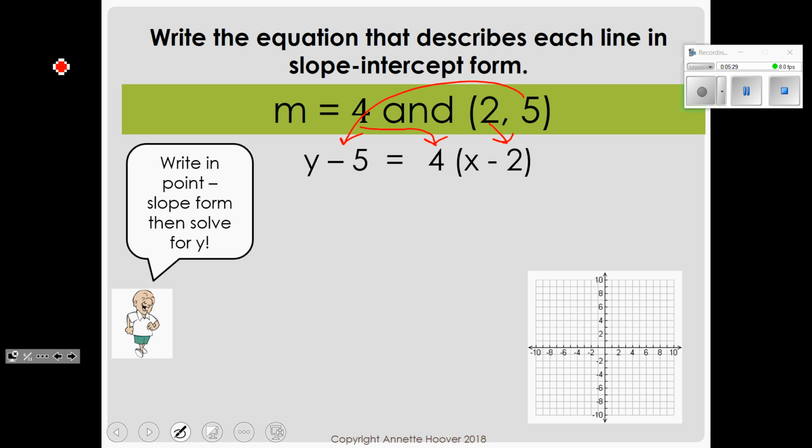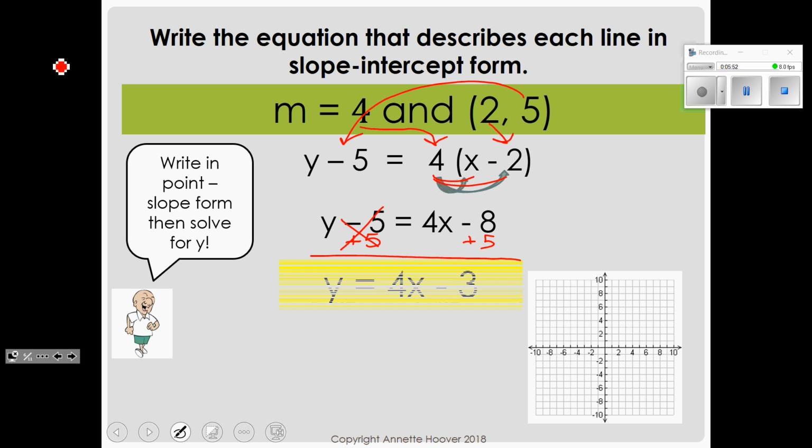To put it into slope intercept form, we're going to do the distributive property. When we do that, we have 4 times x and 4 times negative 2. That gives us y minus 5 equals 4x minus 8. To get y by itself, we are now going to move the 5 to the other side by using our inverse operations. And we get y equals 4x minus 3.